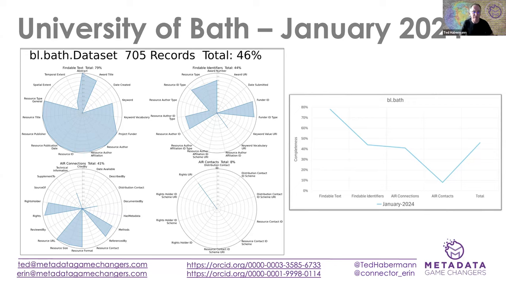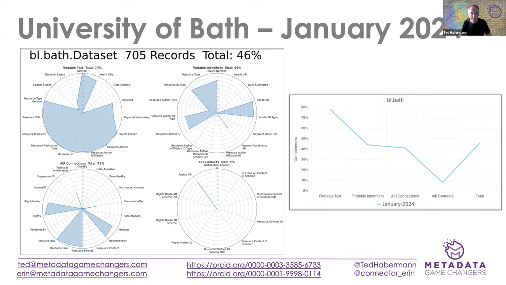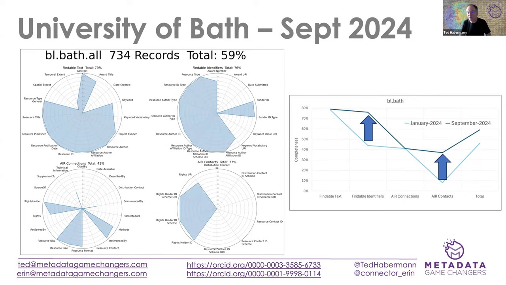So I got this email last week, and I was able to download the new metadata and looked at it. So I'm just going to go back and forth here a little bit. So you sort of get the idea that, holy moly, we went from 46 to 59. And the plot on the right, huge in my opinion, shows that most of this increase was involved in two different use cases, findable identifiers and AIR contacts.